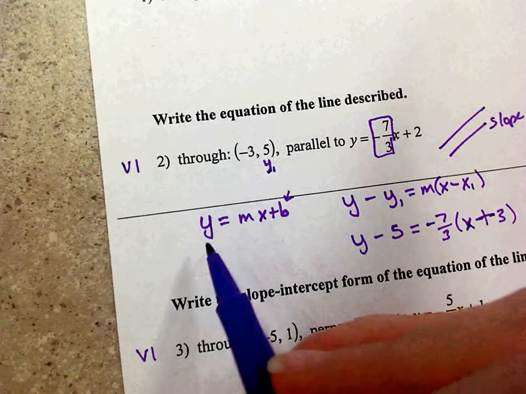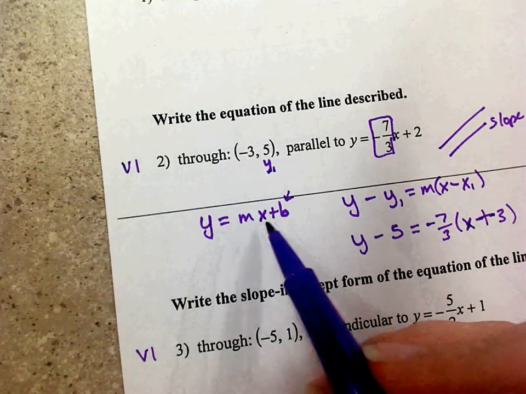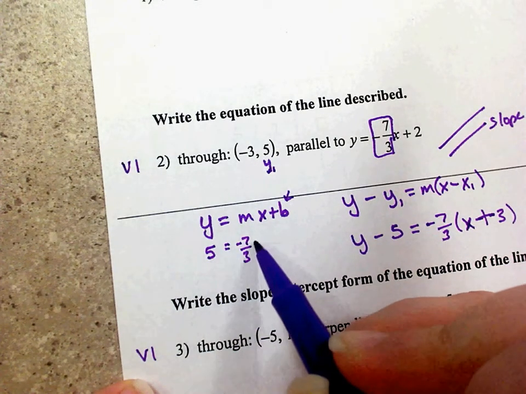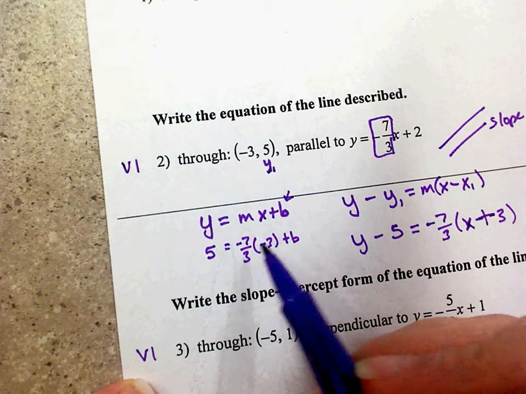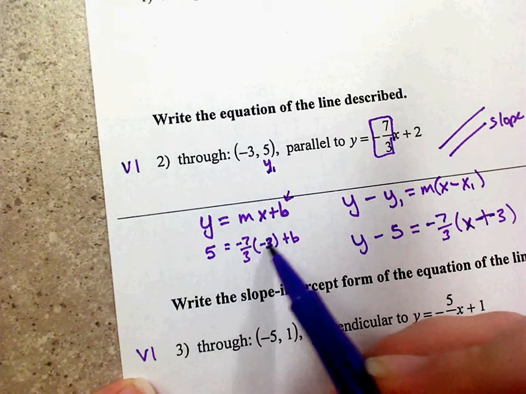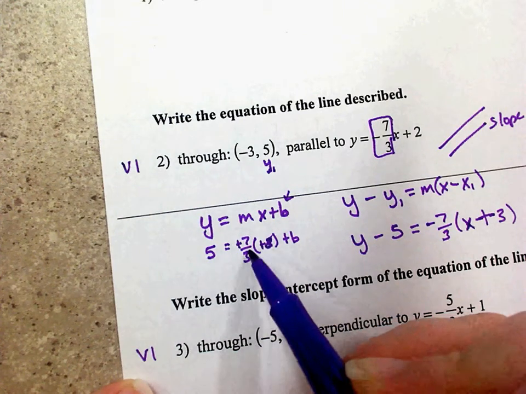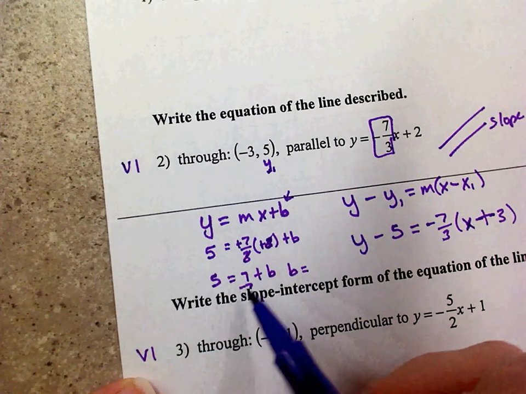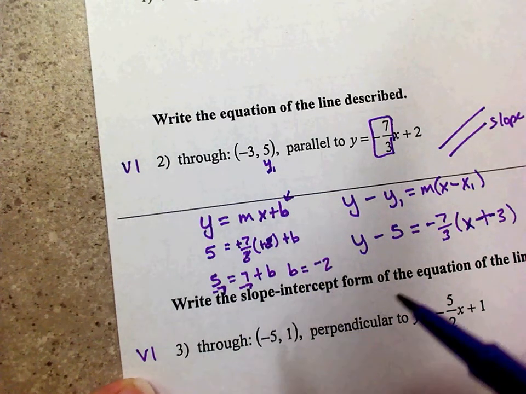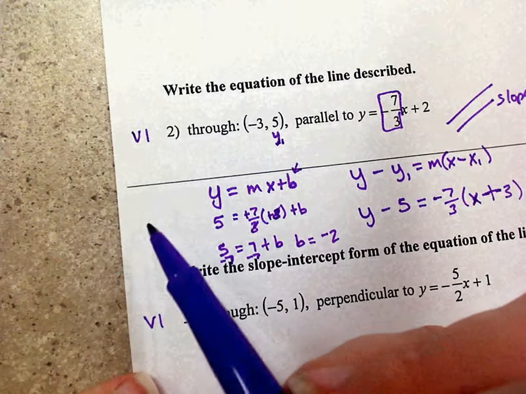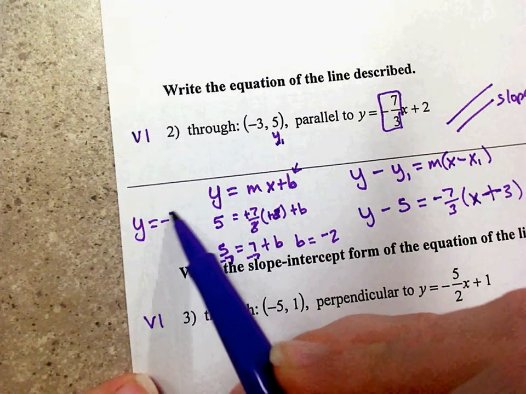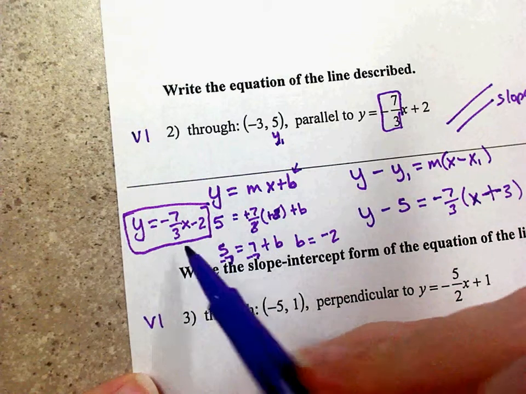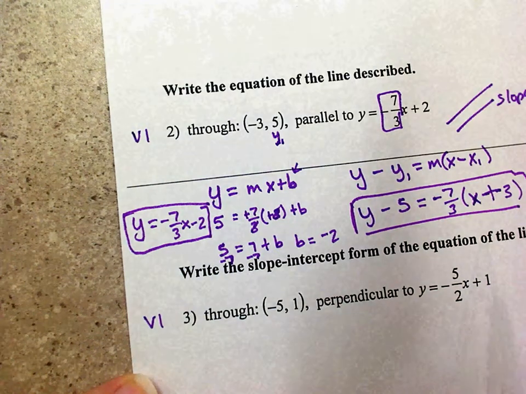Or I could say, okay, if I don't remember that formula, then surely you remember y equals mx plus b. Y is 5, m is -7/3, x is -3, plus b. A -7 divided by 3 times a -3. Well, the negative times the negative is a positive. 3 divided by 3 is gone. So 5 equals 7 plus b. b equals 5 minus 7, which is -2. So then you could say y equals -7/3 x minus 2. So this equation or this equation, either one would work as an answer.